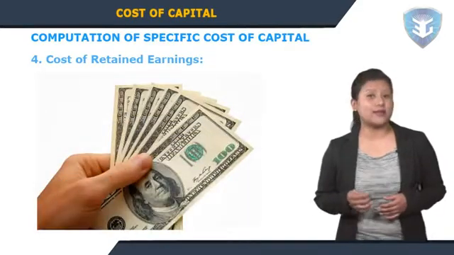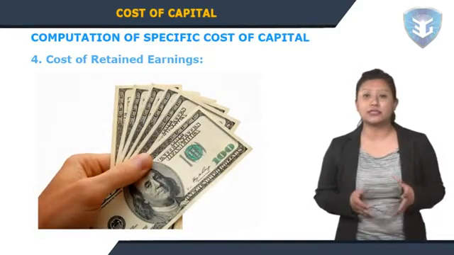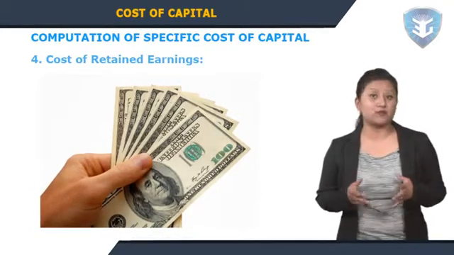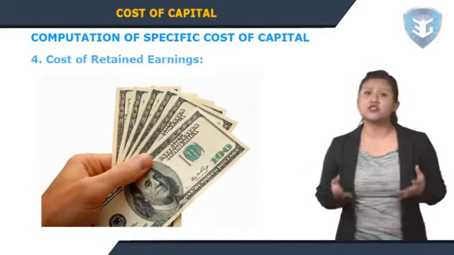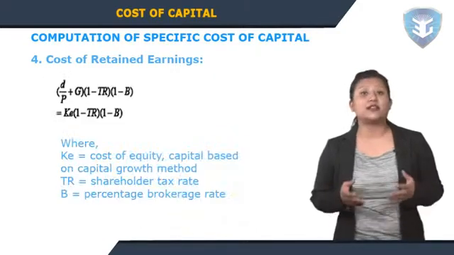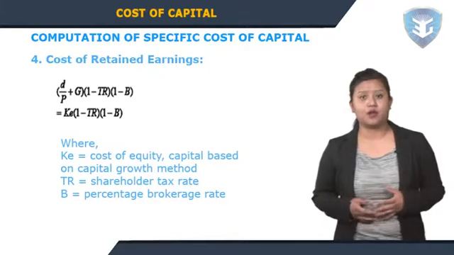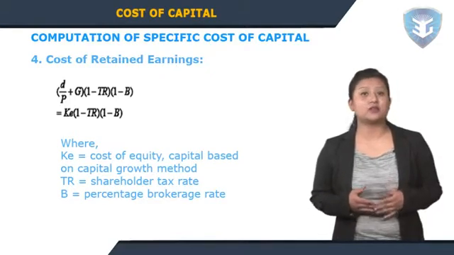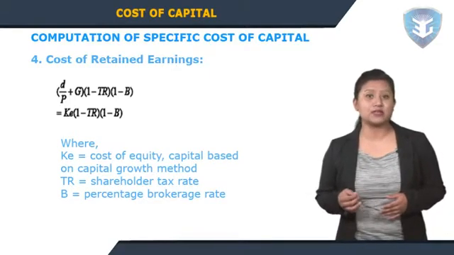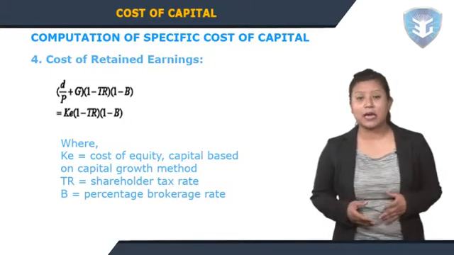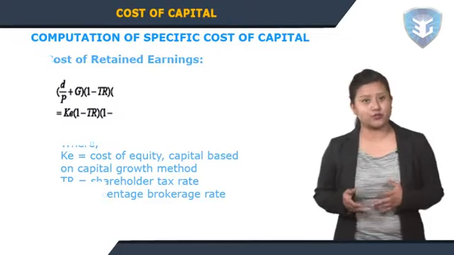And now, the cost of retained earnings. Corporate managers and some analysts normally consider the funds retained in the firm as cost-free funds because it does not cost anything to the firm to make use of a part of its earnings not distributed to the shareholders. Algebraically, the approach can be explained as shown on the screen, where KE equals the cost of equity capital based on capital growth method, TR equals the shareholder tax rate, B equals the percentage brokerage rate.